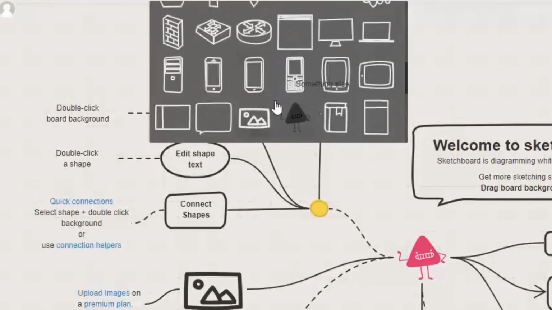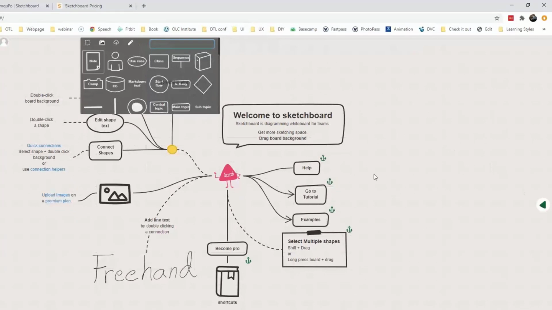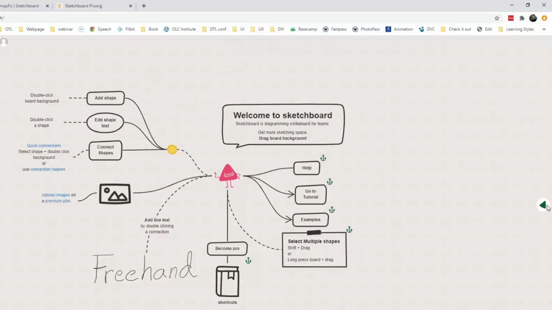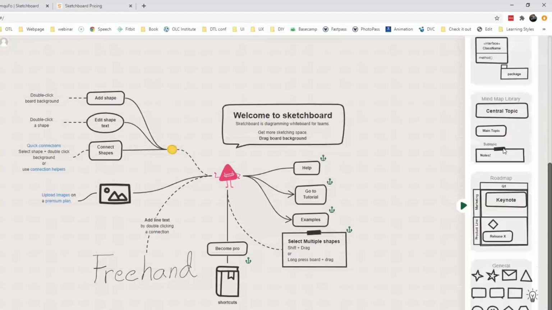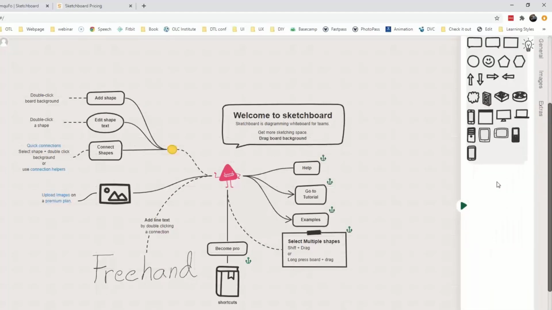You have a lot of shapes to work with. And on the right-hand side, I have a library of shapes. Let me go ahead and delete that so I can look at this. They categorize the shapes for software, mind map, roadmap, general. And so you can see a lot of these different elements.